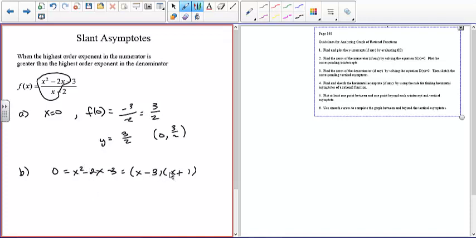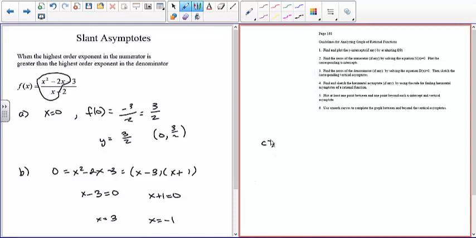So then for this product to be 0, either one of the factors has to equal 0. So we get x equals 3 and x equals negative 1. So those are my x-intercepts. Then we set the denominator equal to 0, which in this case we don't have to factor because it's just a single term. So when the denominator equals 0, which happens when x equals 2, then we have a vertical asymptote at x equals 2.